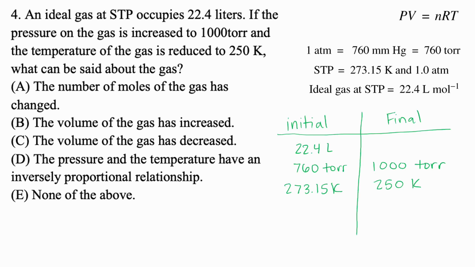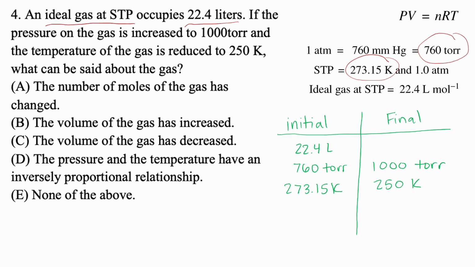If you look at the small table I wrote on the side of the screen there, you can see that we were given 3 initial values. It told us that our ideal gas was at STP at 22.4 liters. It had a standard pressure of 760 torr, and it had a standard temperature of 273.15. Again, those are all given to you on the reference sheet. You don't have to memorize those. And then it gave us the final pressure, which is 1000 torr, and the final temperature, which is 250 Kelvin.